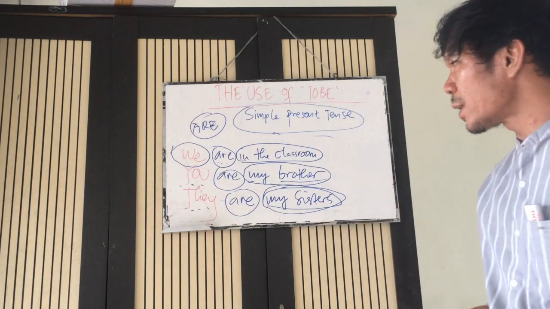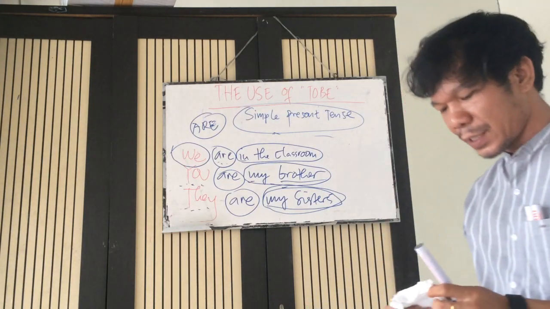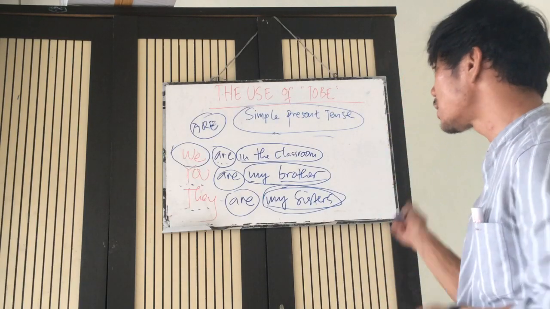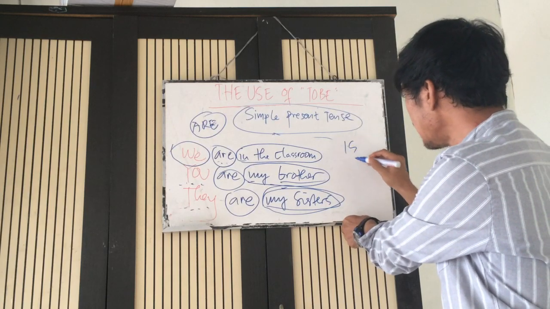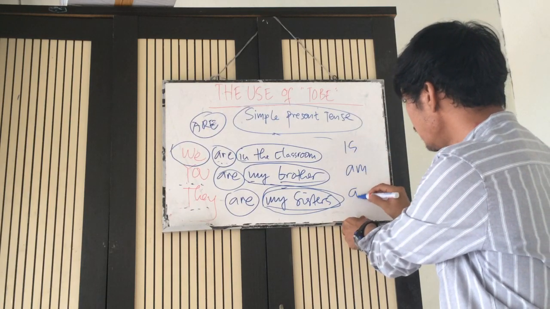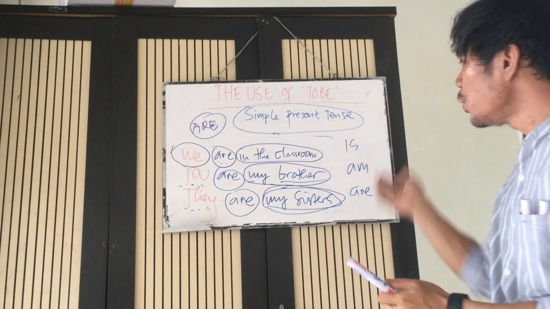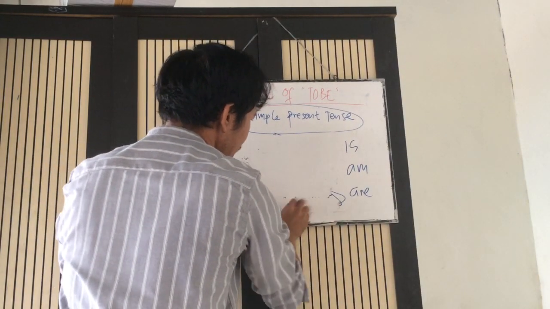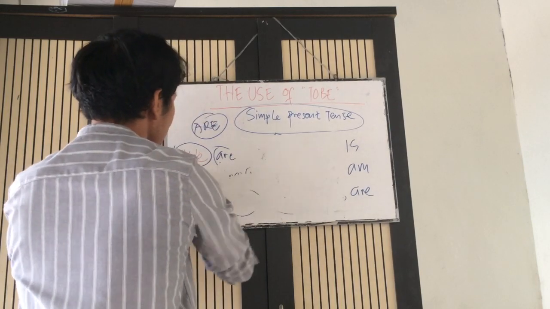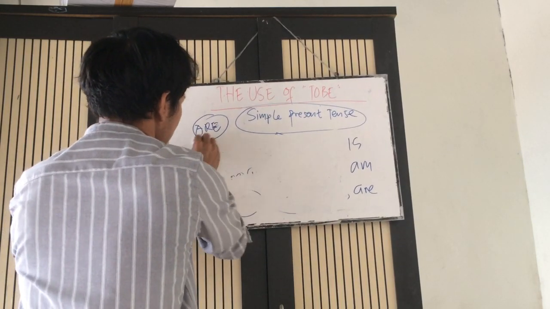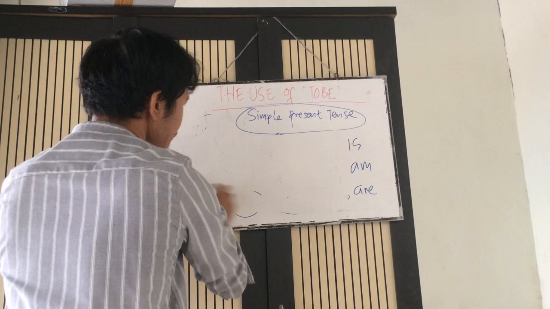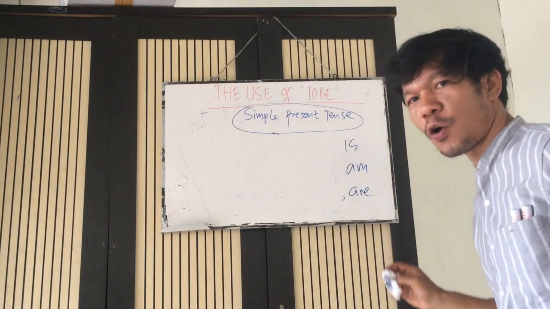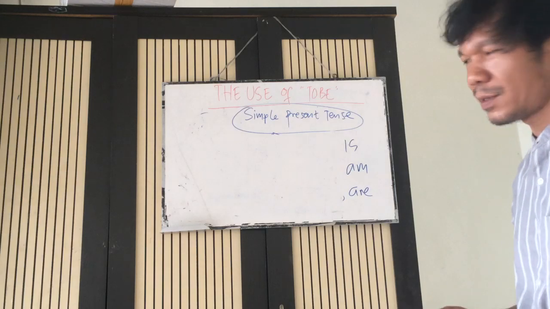So after listening to my explanation about the use of to be in simple present, there are three to be in simple present. They are is, am, are. So use this to be according to the subject of the sentence. Okay, let me repeat. Use this to be according to the subject.